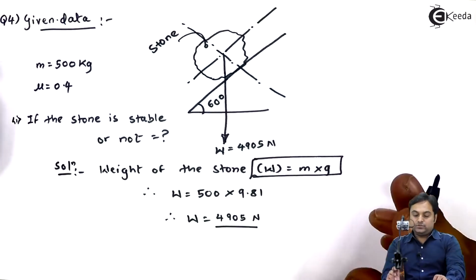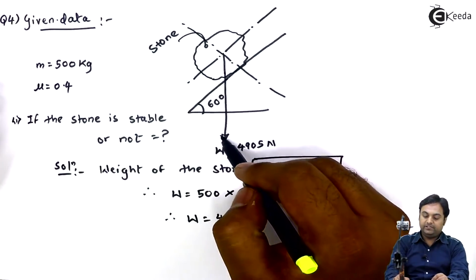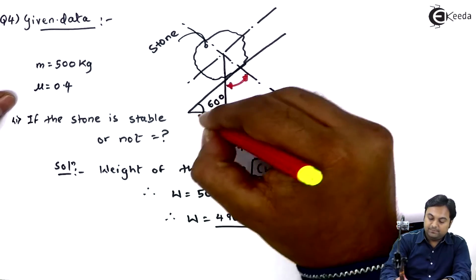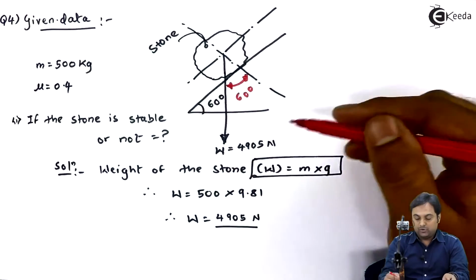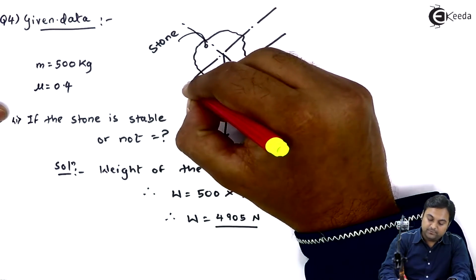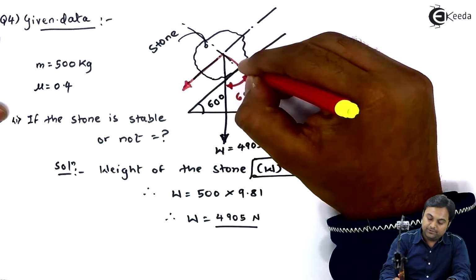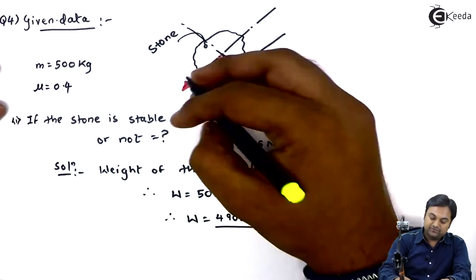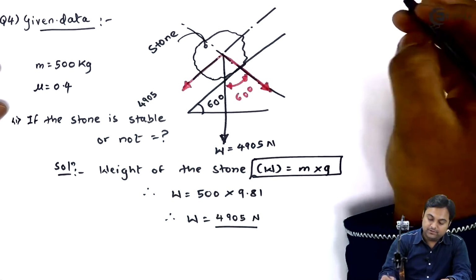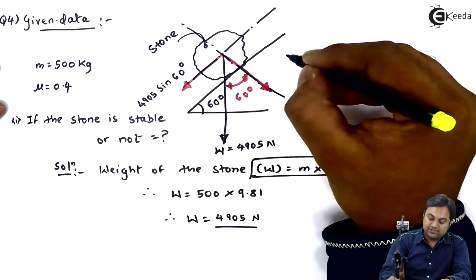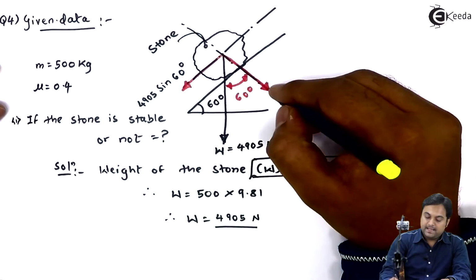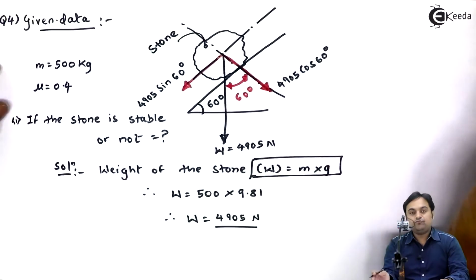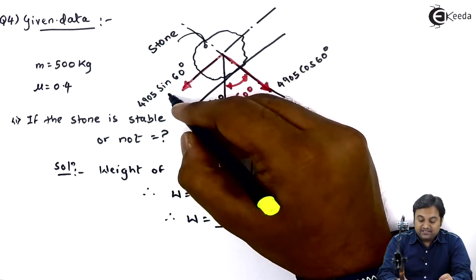We have calculated. Now, since we know that the inclination of weight, which is acting vertically downward, with this vertical line will be same as the inclination of the plane, that is 60 degree. So here we have two components of weight, one which is parallel to the plane, other which is perpendicular to the plane. The component which is parallel to the plane, we can call W, which is 4905 Newton. It will be sine 60 because inclination is with vertical. So the horizontal component will have sine term. And this component which is perpendicular to the plane will have 4905 cos 60 as its value. I hope you all are getting this.